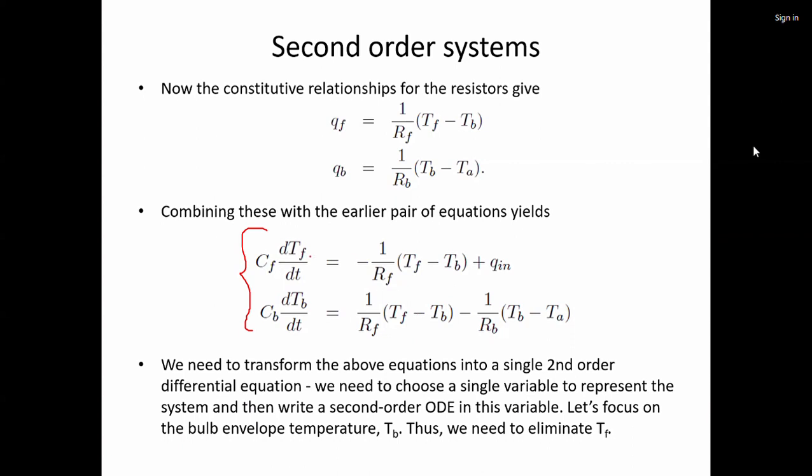Now we have two different variables, so that is difficult. So let us focus on the bulb and envelope temperature, which is TB. So we need to eliminate TF. Okay, so we eliminate TF and substitute here. So we only have one equation, then we have one unknown, that is TB. Okay. So that is the thing that we are going to do.